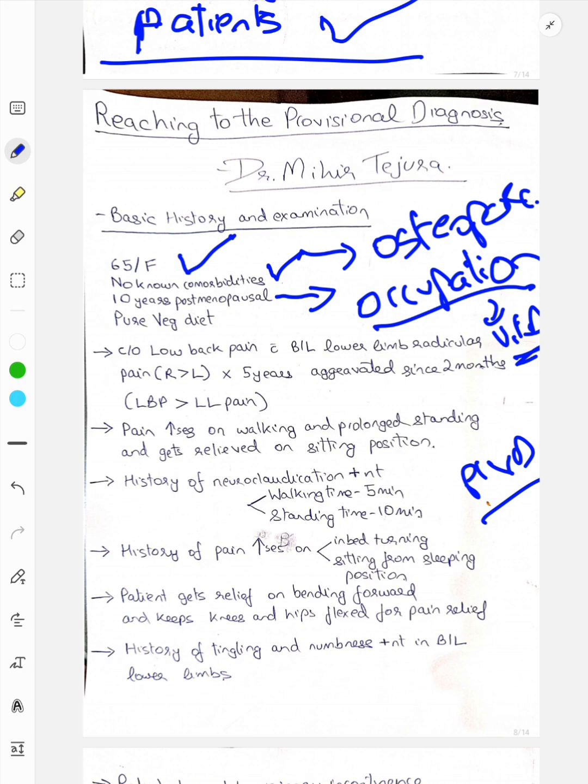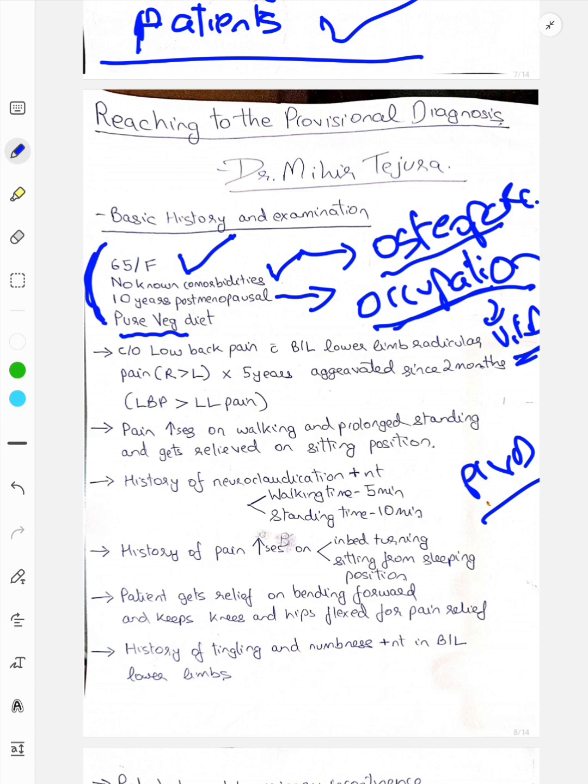I am just giving you a brief idea of why all these questions we ask in the history are important, right? Then we ask about the diet: pure veg diet, non-vegetarian diet, or mixed diet. With a pure veg diet, you are looking at a picture of vitamin D deficiency. So this is the basic demographic detail. From the demographic detail, we can get a basic idea of whether it is LCS or osteoporosis.